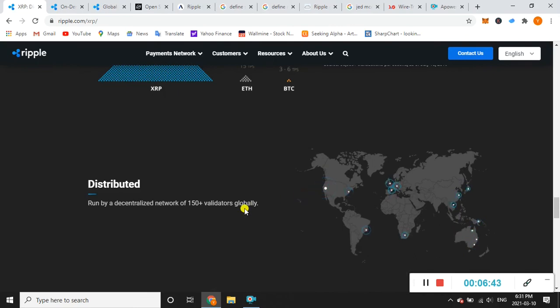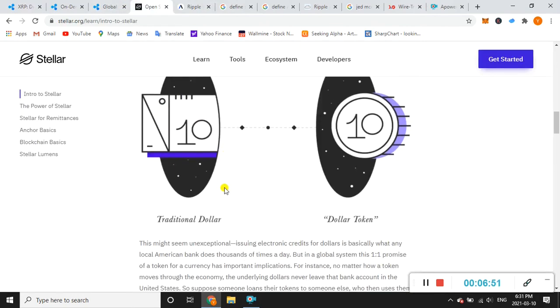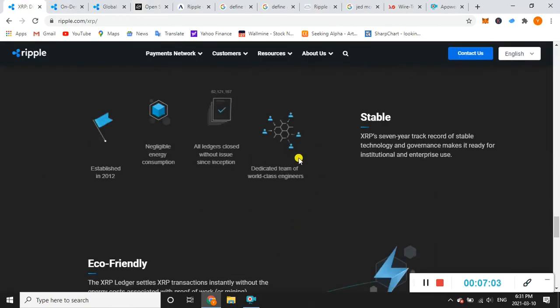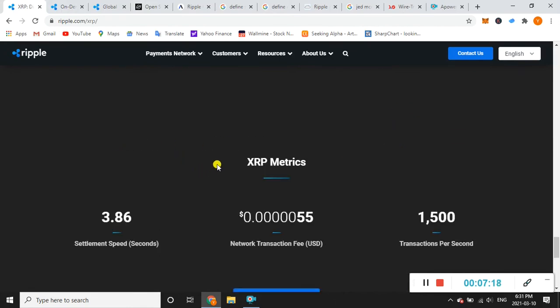And distributed, exactly. The equivalent to anchors for Stellar, which is where the digital assets get converted and then sent over to the foreign currency, those are called anchors for Stellar, but for XRP they're called validators. That's really it. Scalable, eco-friendly. They're also saying it's more energy efficient because you cannot mine for XRP. It's just going to be released periodically.